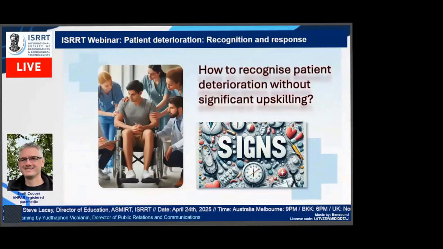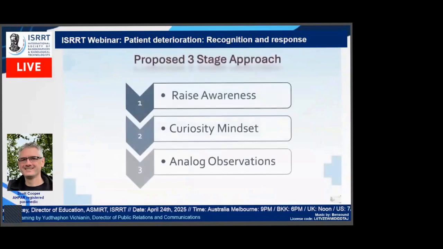So my 3-stage approach that I am advocating for is basically, first of all, raise awareness. So that's providing basic education on causes and things like that. Second, applying a curiosity mindset, which is a slightly different approach than I think most MRPs would be used to, whereas it's more functional and task-based. And then training them to actually do some analog observations. So again, very simple methods.